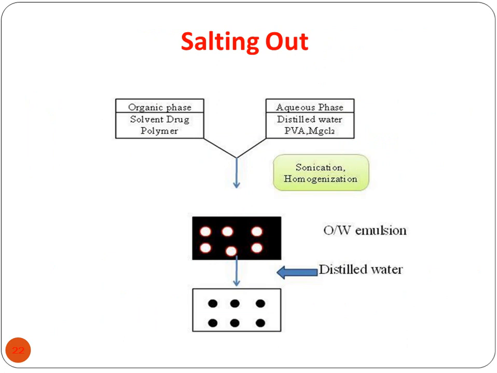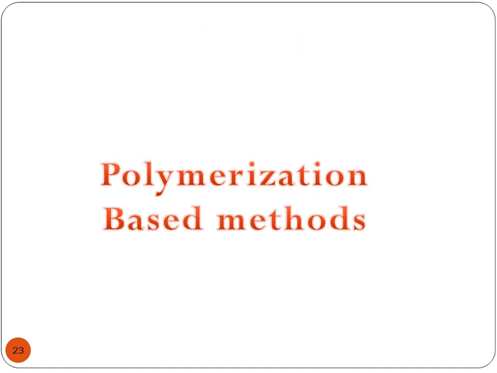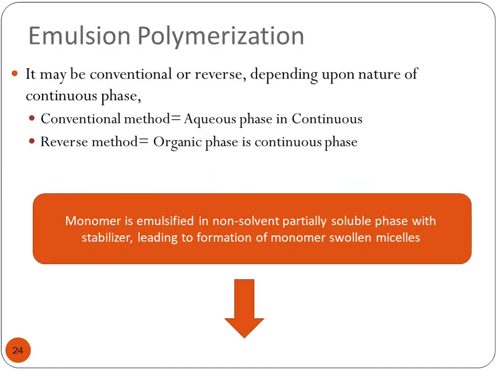Next is the salting out method. In this also, the organic phase, which consists of solvent, drug and polymer, is mixed together. In the aqueous phase, you take distilled water, and polyvinyl alcohol and magnesium chloride are mixed in the distilled water. Then after sonication or homogenization, we get the oil in water emulsion, and when we add distilled water, our nanoparticles get precipitated or salted out.